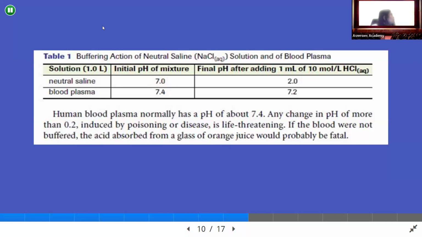The buffering action of NaCl solution and of your blood plasma. So neutral saline has an initial pH of 7.4, but the final pH after adding 1 milliliter of some acid goes all the way down to 2. In contrast, our blood plasma, initial pH of 7.4, and when you add a bunch of acid, it stays at 7.2, and that's because of the buffers.